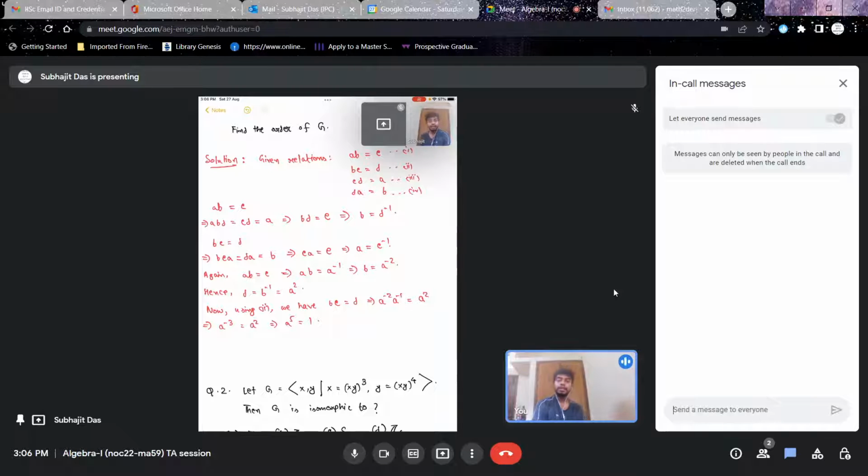Which means that the order of A is either 1 or it is 5. We are still not sure what it will be, but we know it's either 1 or 5, because the order of A has to divide 5, right?